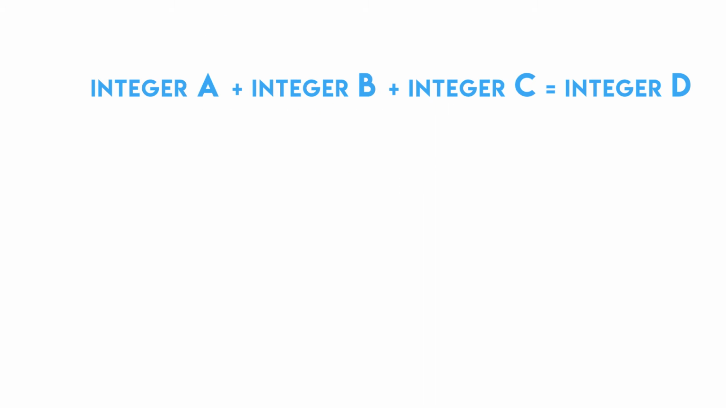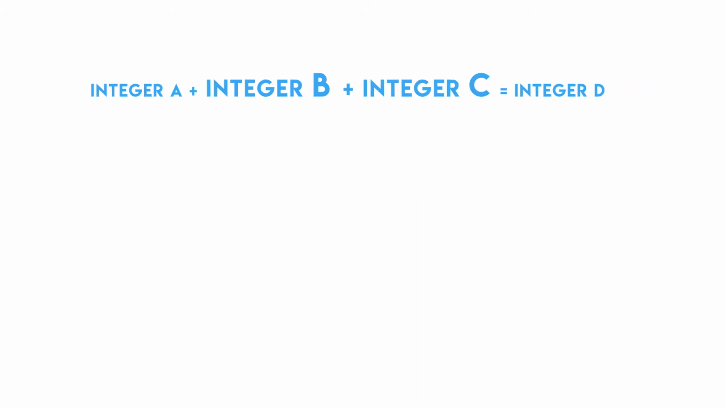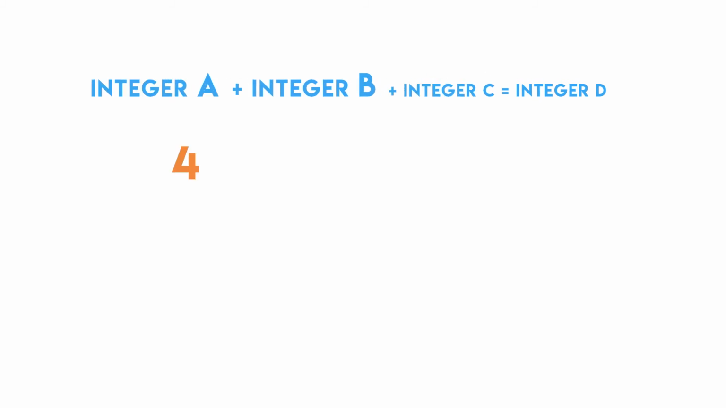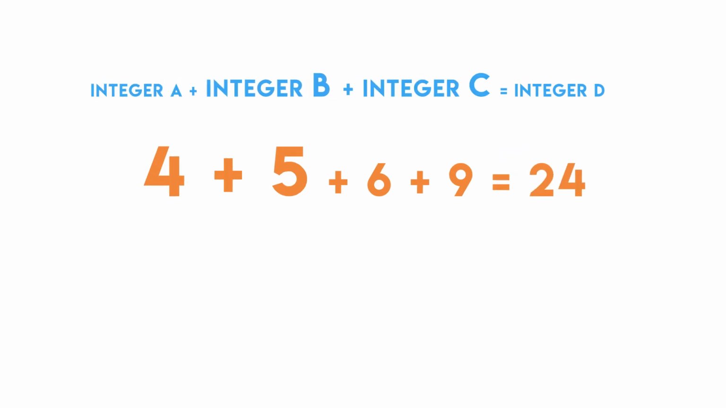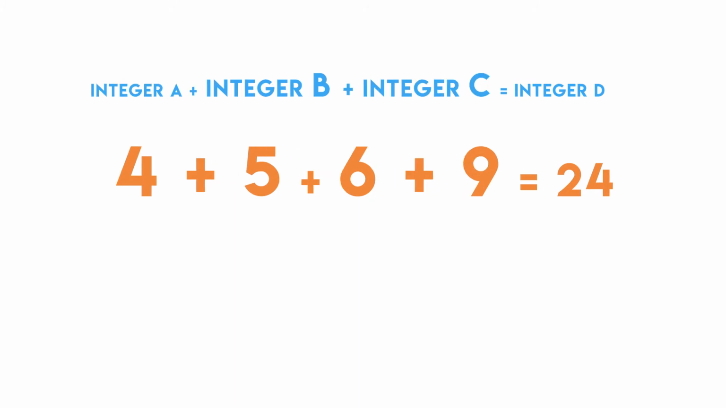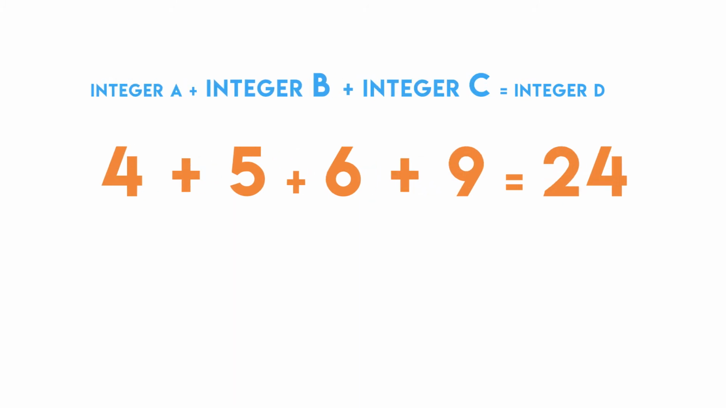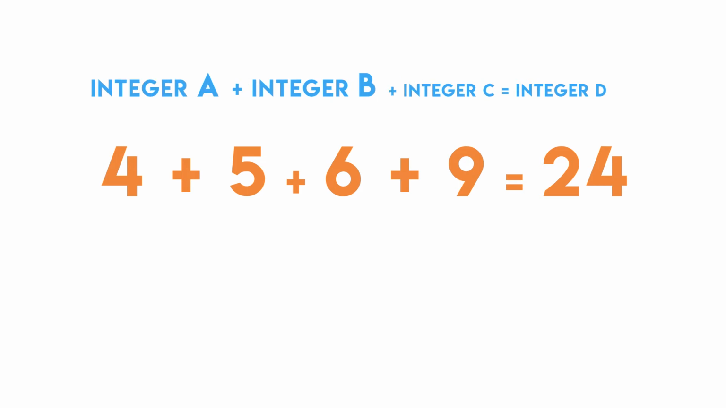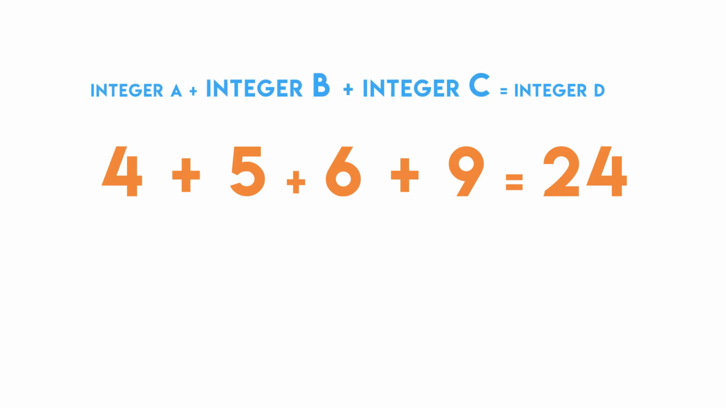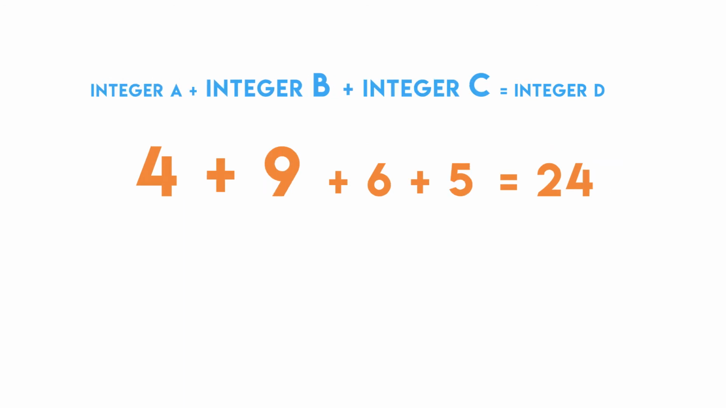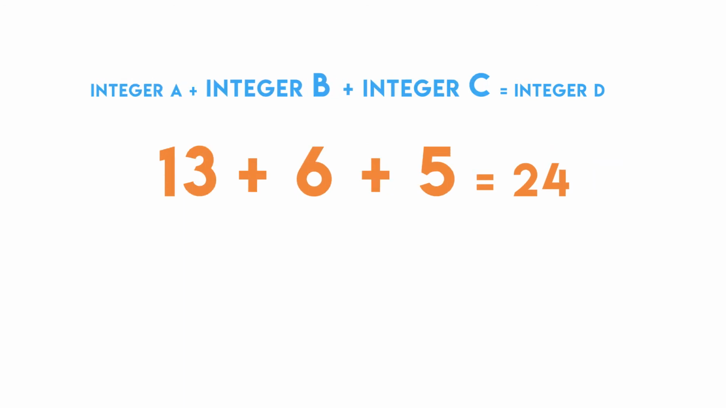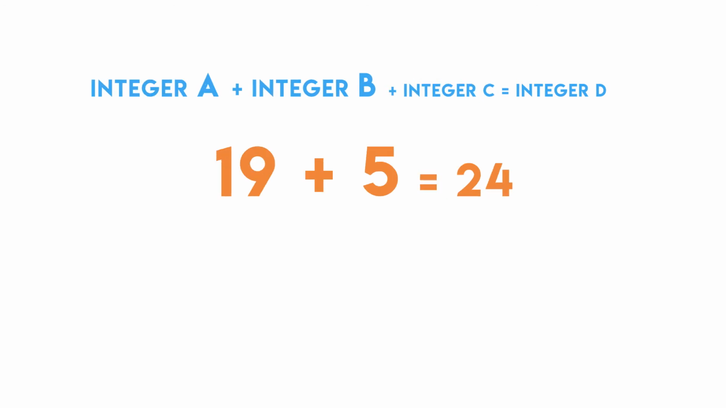While adding 3 or more integers, integers can be added to each other in any order. For example, 4 plus 5 plus 6 plus 9 can be calculated by adding 4 plus 5 first, then adding the 6 to the result, and again adding 9 to the result to get the final result. It can also be calculated by first calculating 4 plus 9, then adding 6 to the result, and then adding 5 to get the final result.